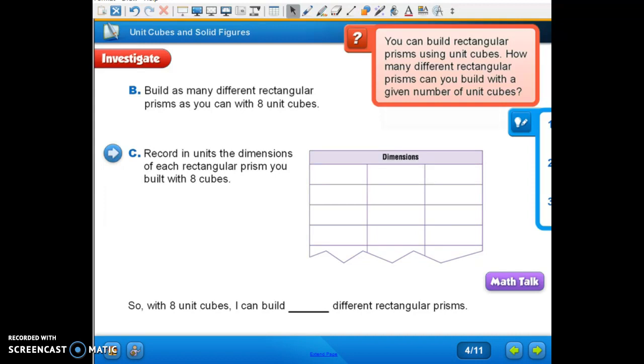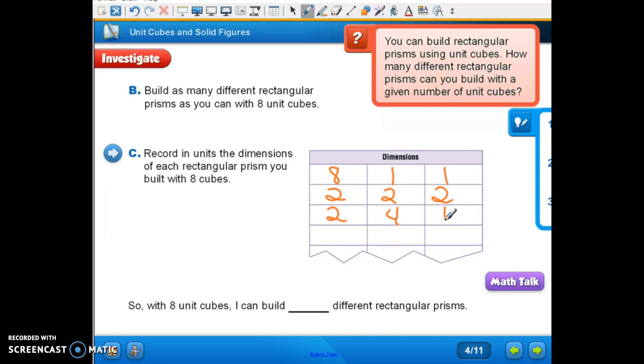So what was the first one you made? 1 by 8. It was 8 long and 1 high and 1 in depth, right? Okay. And the second one you built? 2 by 2 by 2. Okay. It was 2 wide, 2 high, and 2 in depth. And the last one? 2 by 4. So it was 2 by 4 by 1.